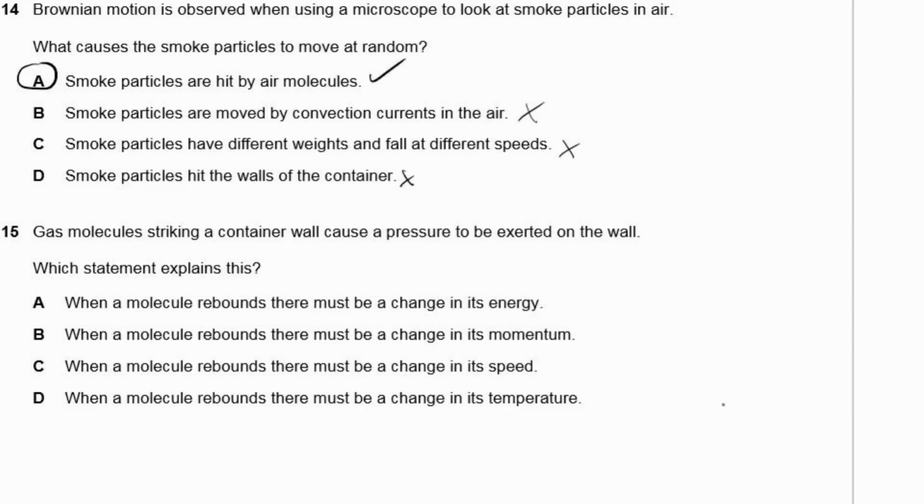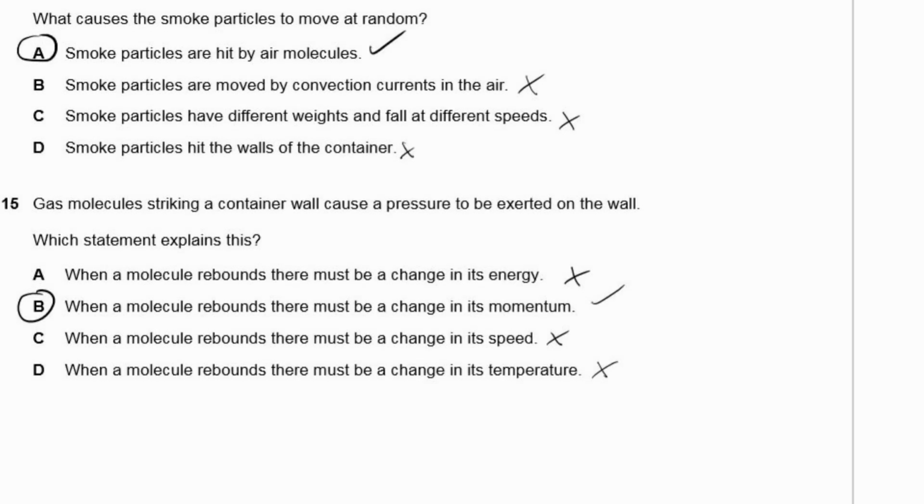15. Gas molecules striking a container wall cause a pressure to be exerted on the wall. Which statement explains this? Well, it's a collision with the wall, so it's going to be change in momentum. When a molecule rebounds, A, there must be a change in energy. Nope. B, when a molecule rebounds, there must be a change in momentum. Yes. C, when a molecule rebounds, there must be a change in its speed. No. Velocity, yes. Speed, no. D, when a molecule rebounds, there must be a change in its temperature. No. Temperature is a measure of the random kinetic energy of the molecules.